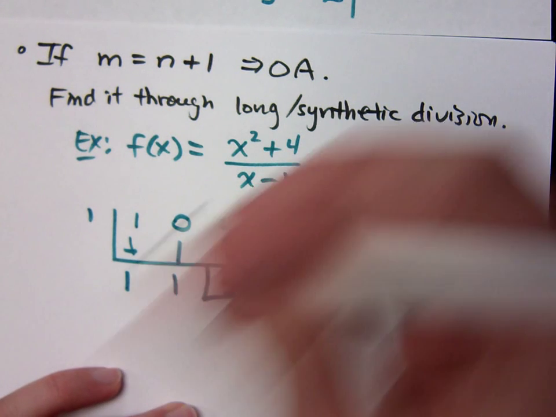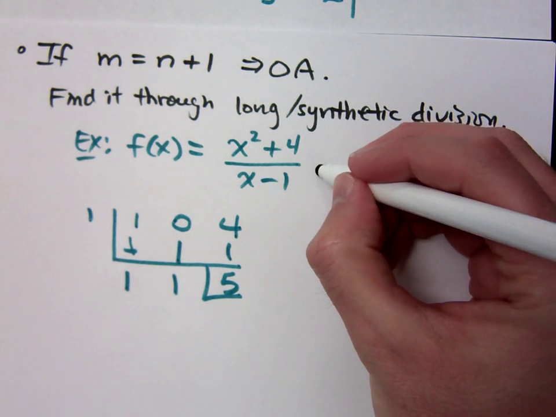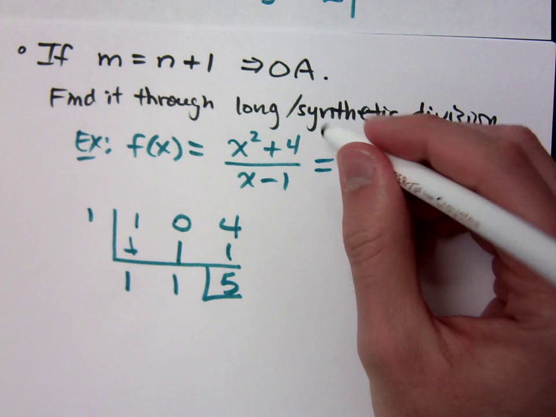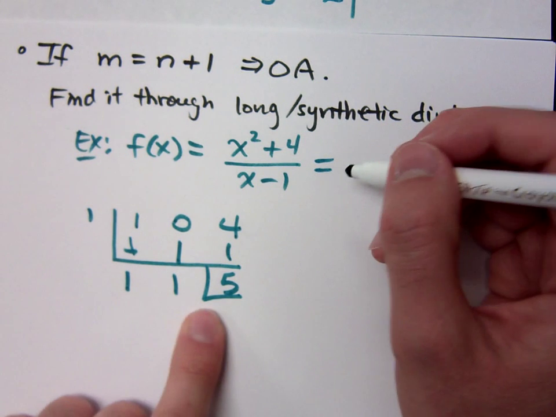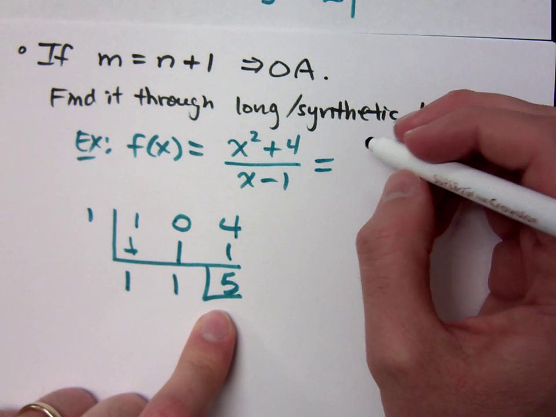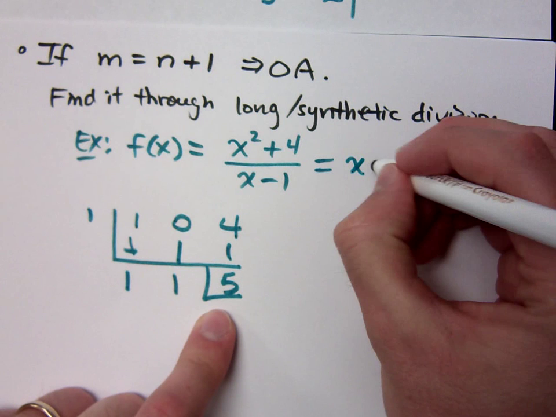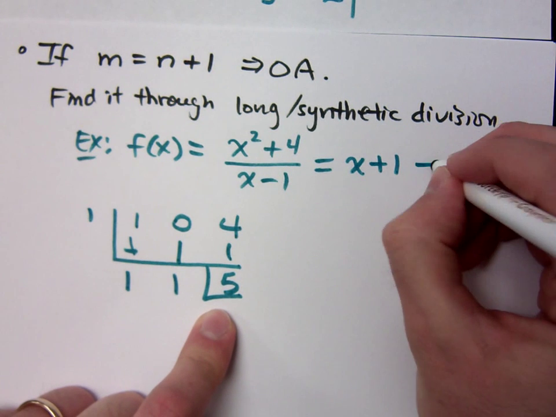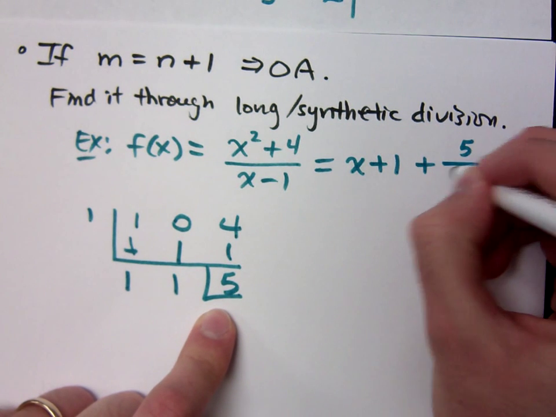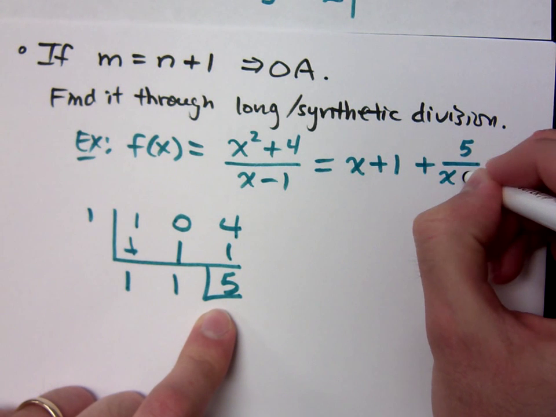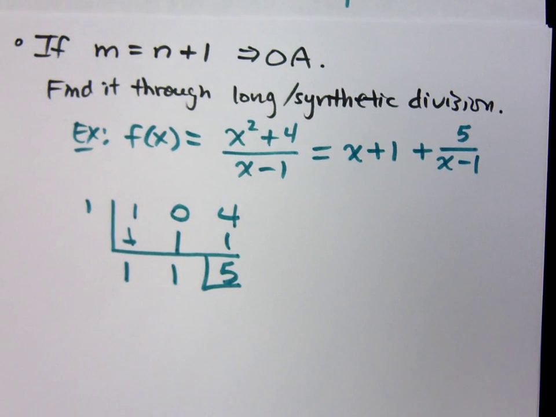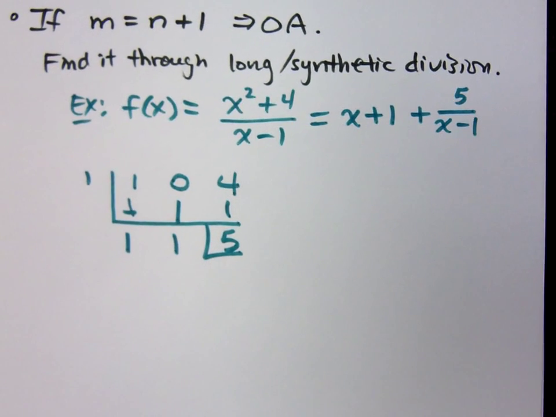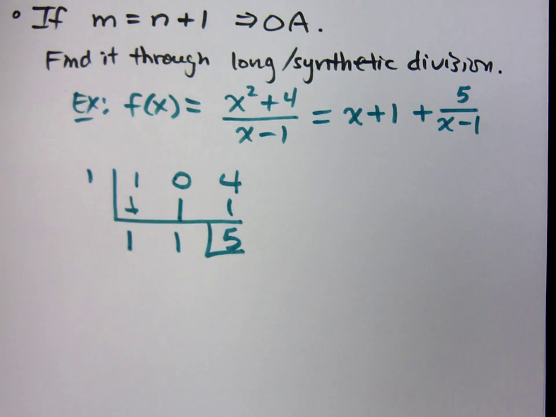Which means that this original function right here can be rewritten as what? If you had that problem of division on your test, when I do the division, I take these numbers, and what does it translate to be? x plus 1 with a remainder of 5 over x minus 1. x plus 1 plus 5 over what? x minus 1. Now I want you to think about what this means. We're talking about limits. I know it's a calculus concept, but that doesn't mean that we can't understand it or make sense of it now.